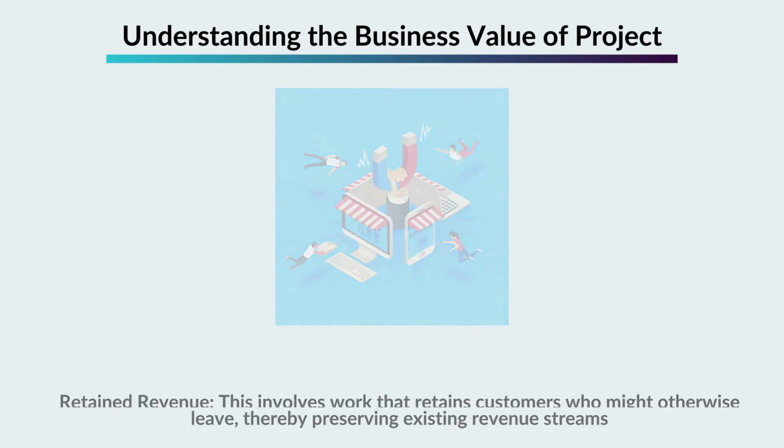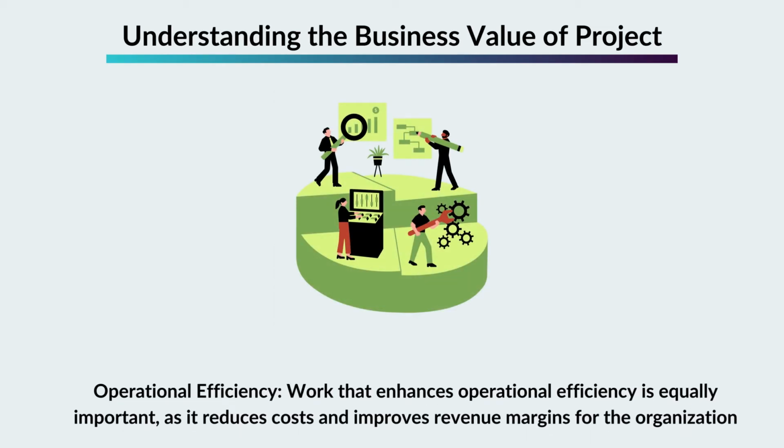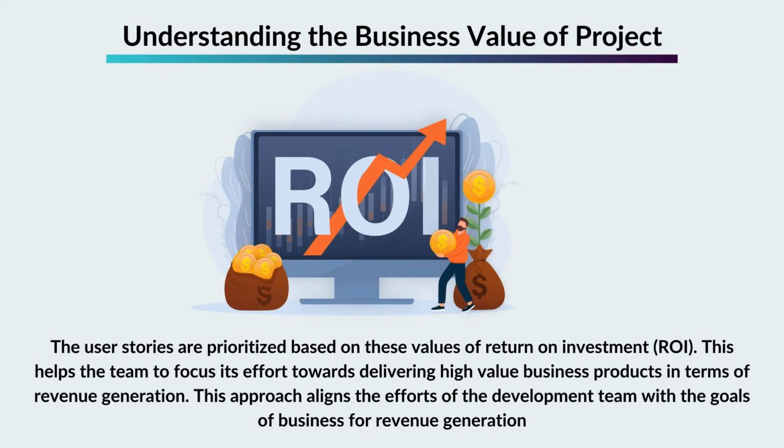Operational efficiency: work that enhances operational efficiency is equally important, as it reduces costs and improves revenue margins for the organization. The user stories are prioritized based on these values of return on investment, ROI. This helps the team to focus its effort towards delivering high-value business products in terms of revenue generation. This approach aligns the efforts of the development team with the goals of the business for revenue generation.